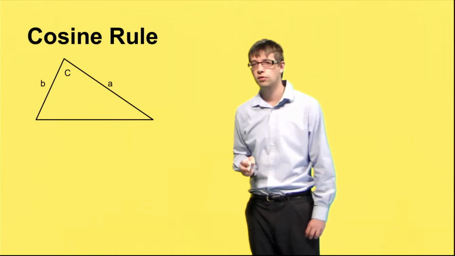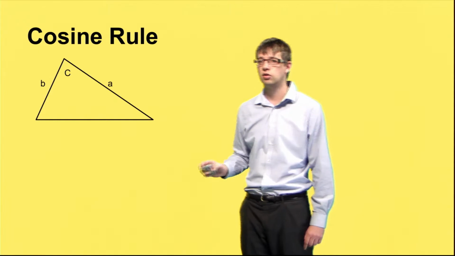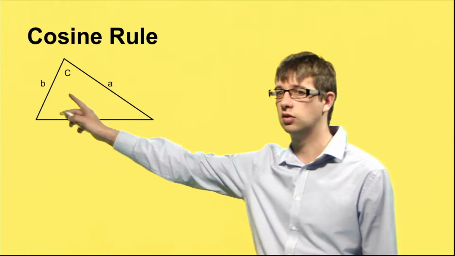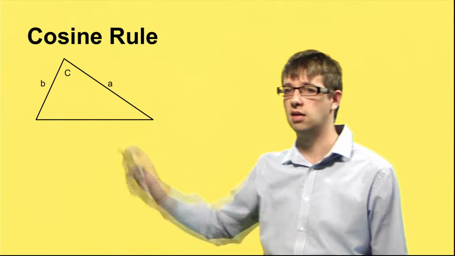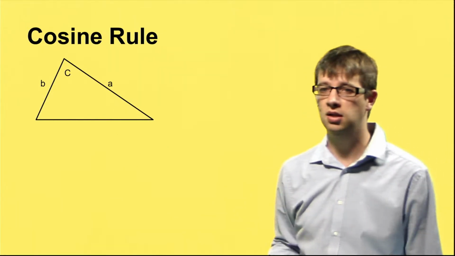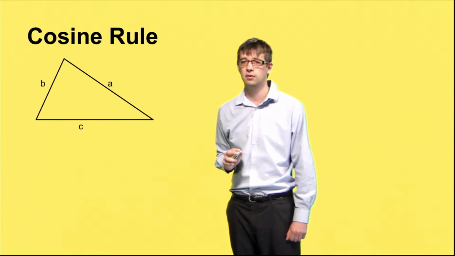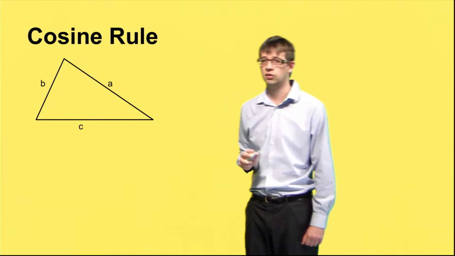There's also the cosine rule. The cosine rule we can use when we've got two side lengths and the angle in between those side lengths. So the angle in between A and B is angle C. There's also another scenario when you've got all three side lengths and no angle at all. That's when we can use the cosine rule as well.